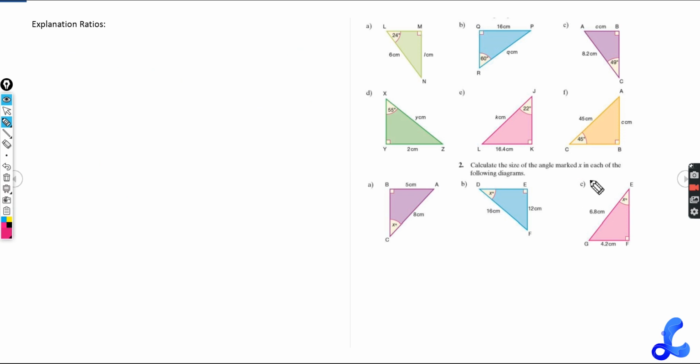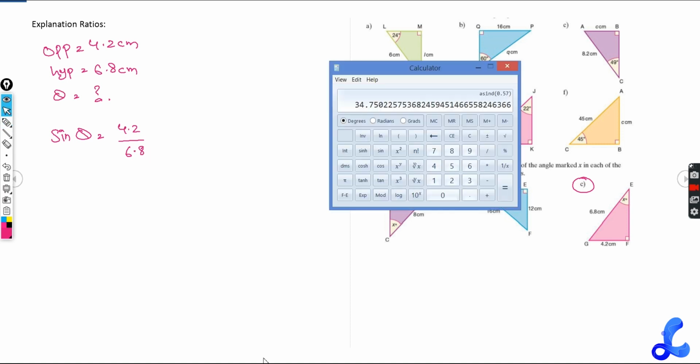Let's start with the question that I told you earlier. Let's do this question. Opposite is given to us as 4.2 centimeters. Hypotenuse is given to us as 6.8 centimeters. The angle we have to find out. What formula will we use in which both our opposite and hypotenuse come? Yes, that is correct. Again, sine would come. So sine angle equals 4.2, which is opposite, over hypotenuse, 6.8. So 4.2 divided by 6.8, what do you get? You get 0.617.